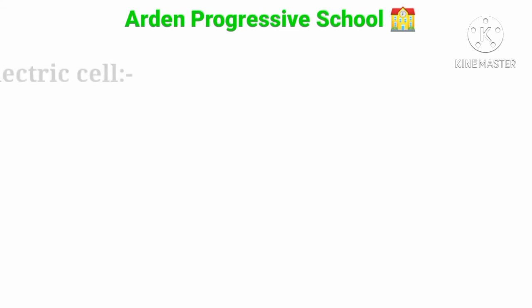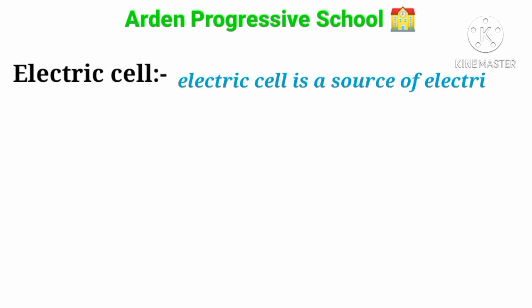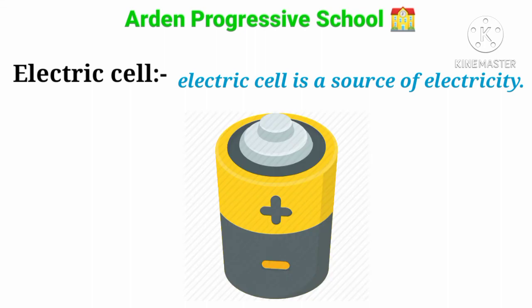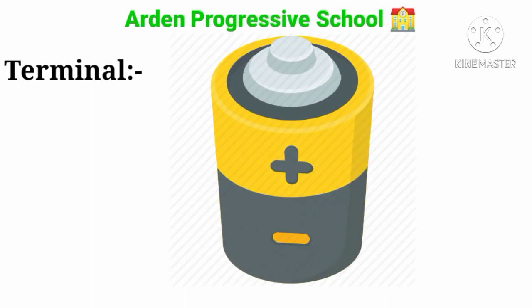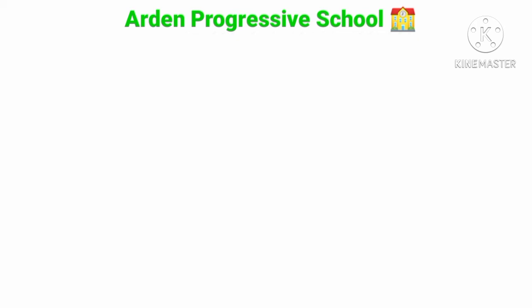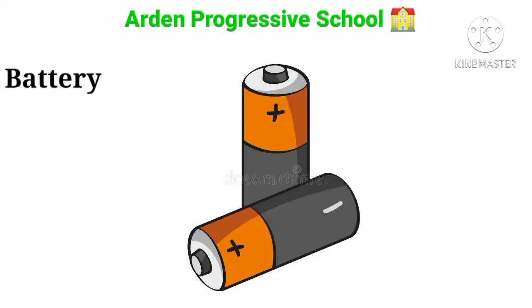Okay, now what is an electric cell? An electric cell is a source of electricity. In the image you can see that there are two terminals, positive and negative. Now what are terminals? In the electric cell there are two terminals, that is the positive and the negative. Now what is a battery? When two or more cells are connected together, it is known as a battery.